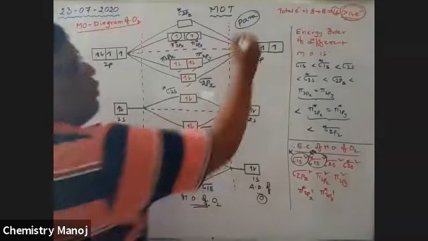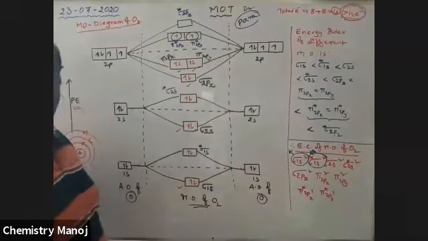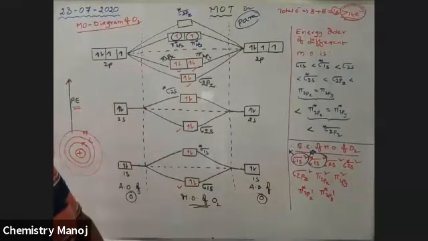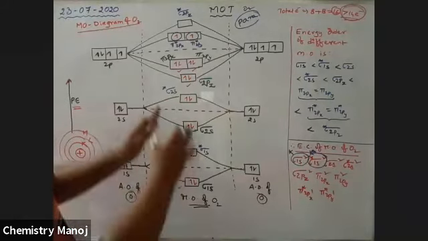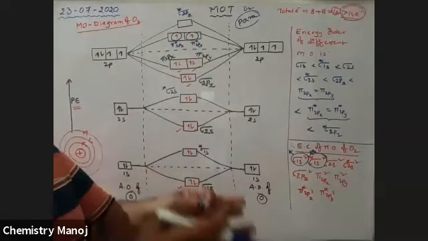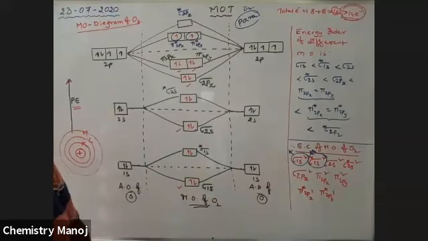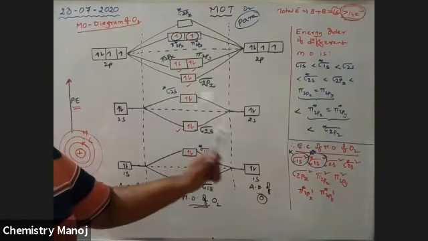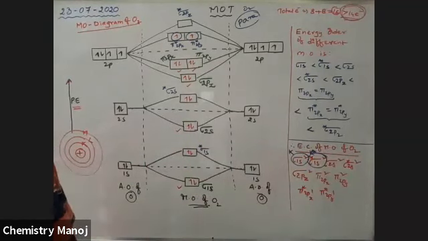So, therefore, the O2 molecule is paramagnetic. That paramagnetic nature is only explained by MOT. No other theory explains the paramagnetic nature of the O2 molecule. The one and only theory that explains the paramagnetic nature of the O2 molecule is MOT, molecular orbital theory. Molecular orbital theory is very, very important.